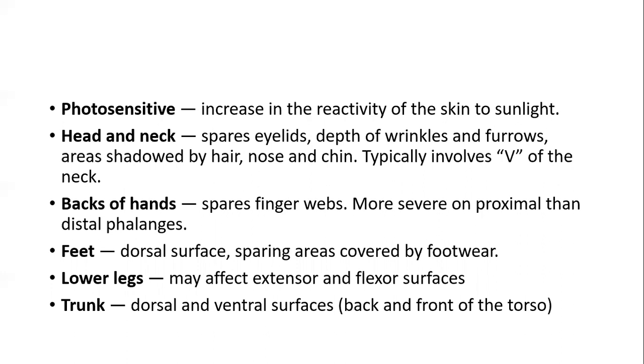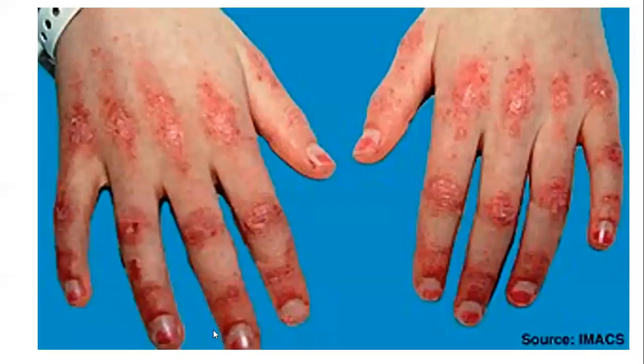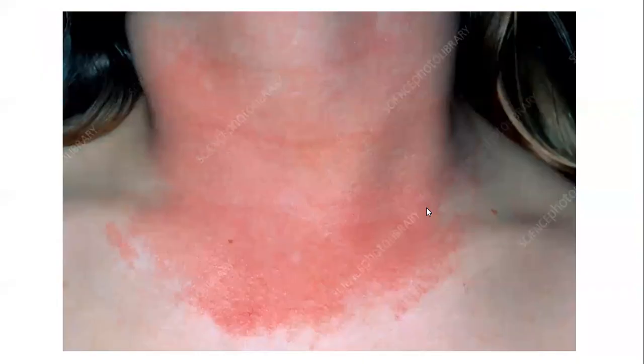Sometimes they spare the web, sometimes it involves the webs, like in scabies. Then it can be restricted to feet, restricted to lower legs or shin areas. There are lesions which are only present on the dorsal or ventral surface of the trunk. So the lesion can be restricted only to hands. These are the Gottron papules seen in dermatomyositis.